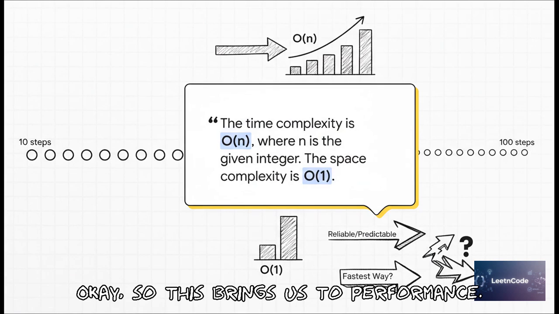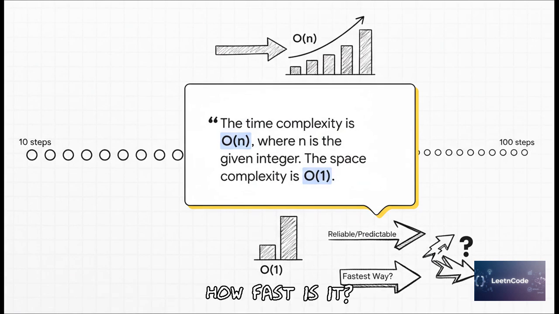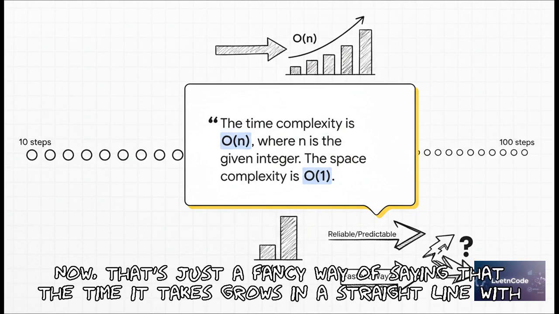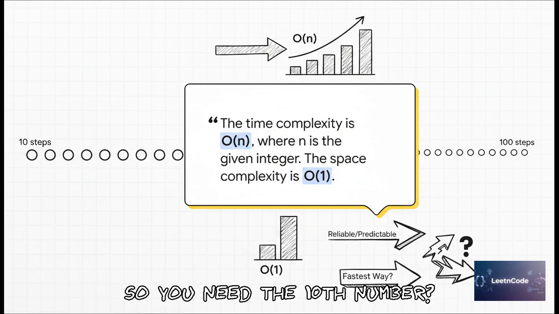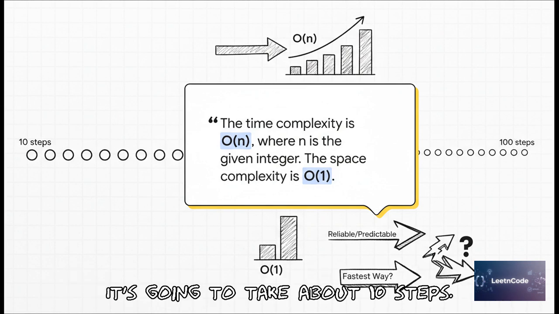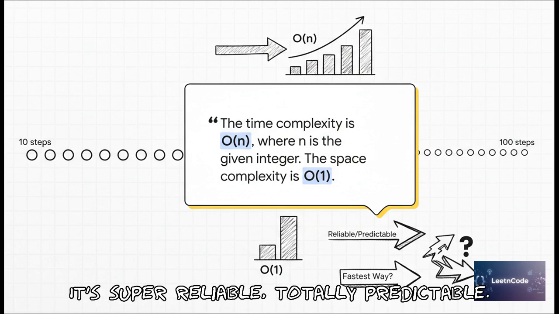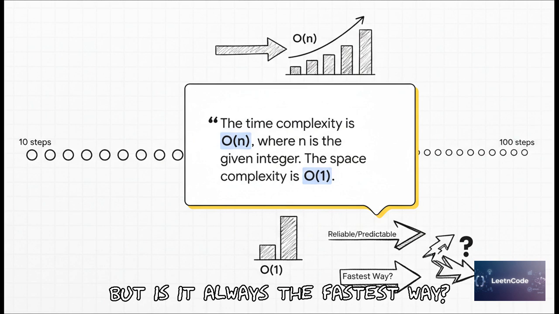Okay, so this brings us to performance. How fast is it? Well, this method has what's called linear time complexity, or big O of n. Now that's just a fancy way of saying that the time it takes grows in a straight line with the input size. So if you need the 10th number, it's going to take about 10 steps. The 100th number, about 100 steps. It's super reliable, totally predictable. But is it always the fastest way?